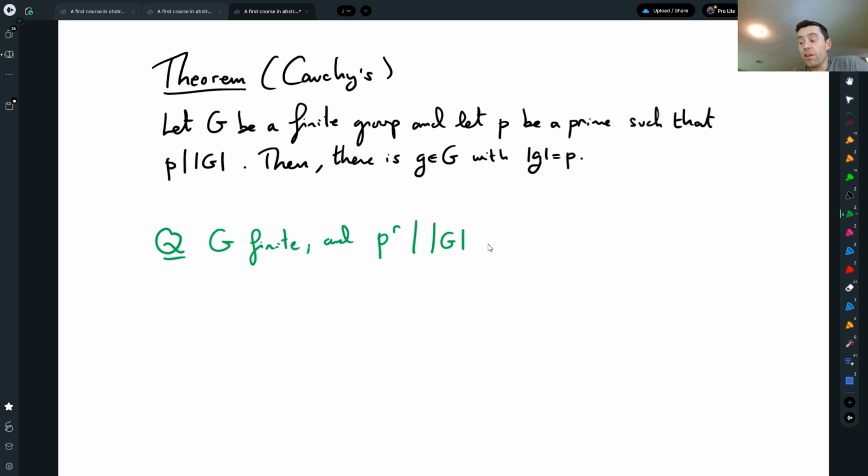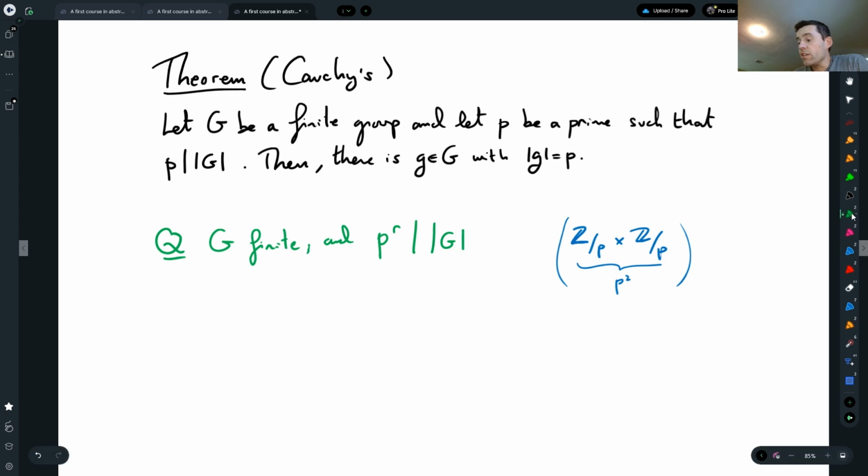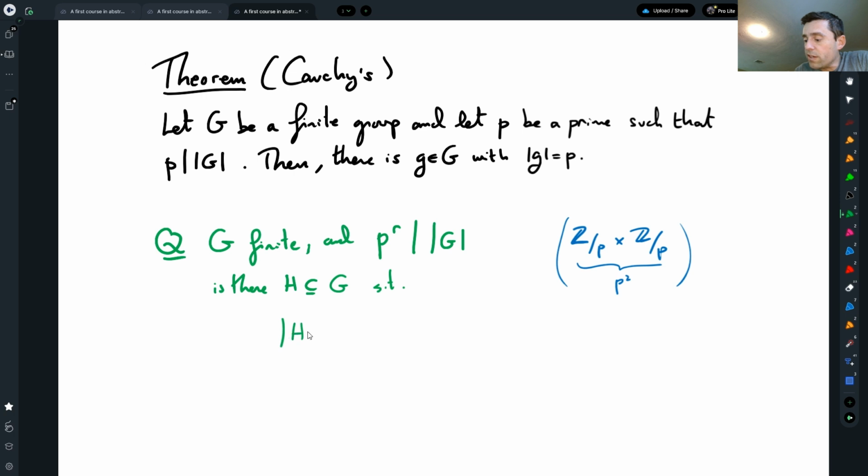That's not true even for abelian groups. If you have, for example, Z modulo P cross Z modulo P, then this has order P squared, but there's no element of order P squared. But I can ask, is there a subgroup of order P squared? So the question is, if P to the R divides the order of G, is there a subgroup H in G such that the order of the subgroup is precisely P to the R? That does happen for abelian groups.